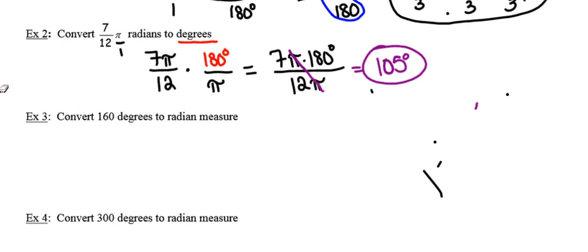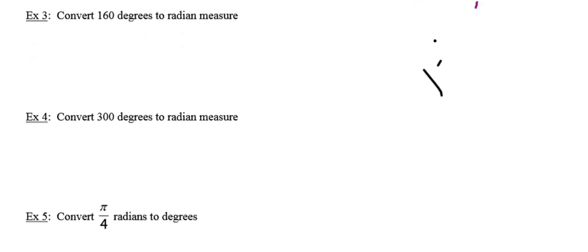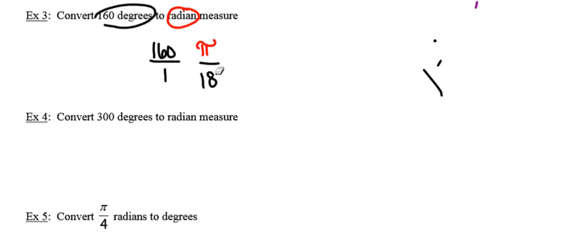All right, number 3, convert 160 degrees to radian measure. So again, I'm going to start with that 160 degrees. I'm going to put it over 1. I want to go to radians, so pi radians becomes the numerator of my fraction over 180 degrees. And I'm simply going to multiply. So this becomes 160 pi in the numerator, 180 in the denominator.